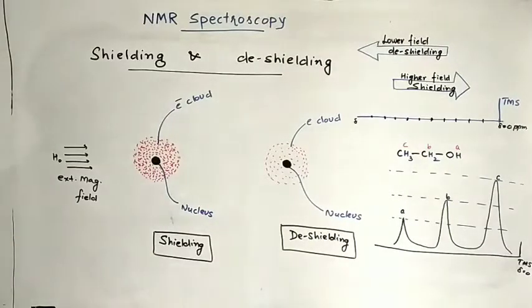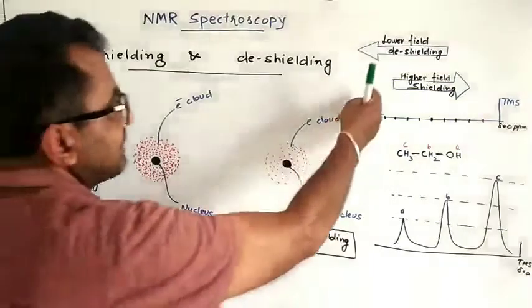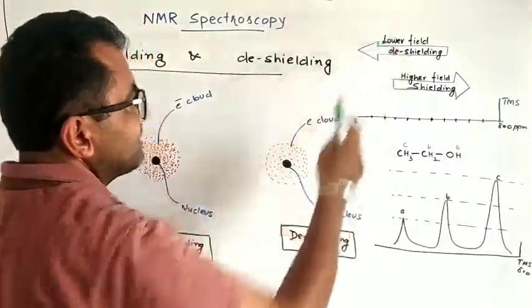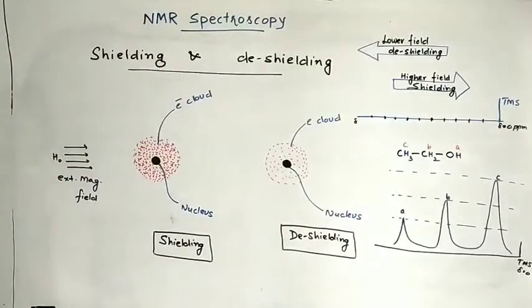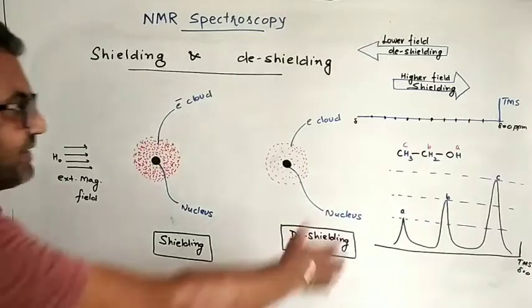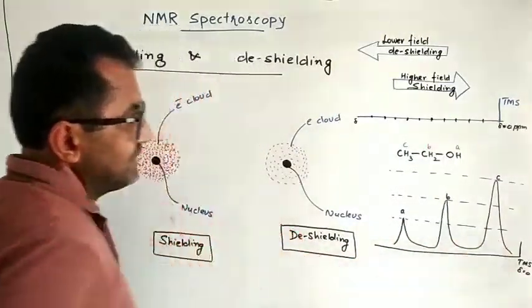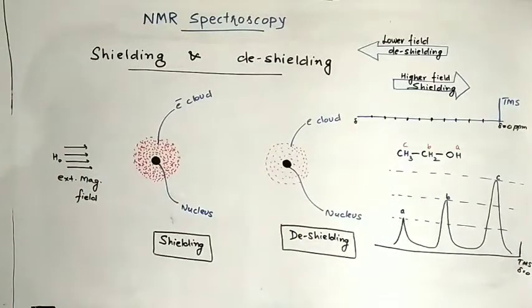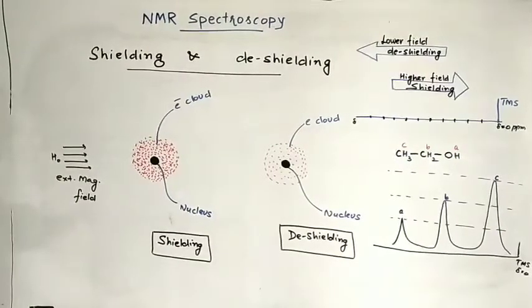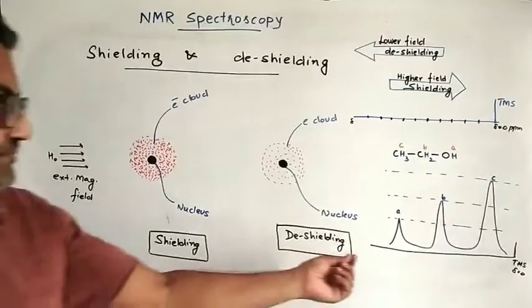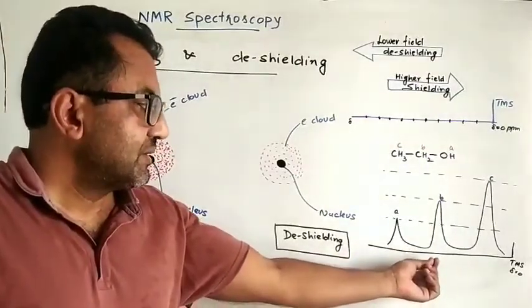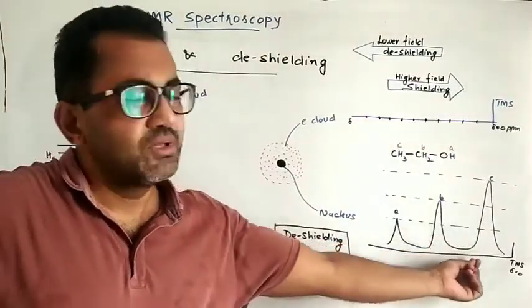Those are called shielding. And when the signals appear at this end, that is called de-shielding, lower field. Lower field means lower magnetic field strength. You can compare it with this: signal A, B, C. Signal C is at higher field, signal A is at lower field. When the external magnetic field strength is less, we get A. A little bit more, we get a B signal. A little bit more, then we get a C.